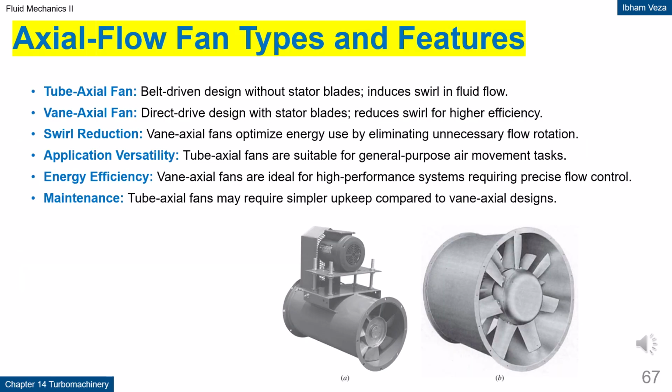Axial flow fan types and features. Tube axial fans are usually belt-driven and do not have stator blades, so they produce swirl. Vane axial fans use direct drive and stator blades to reduce swirl and improve efficiency. This difference affects energy consumption and the quality of the outlet flow. For high-performance applications, vane axial fans are preferred because the flow is better controlled. Meanwhile, tube axial fans are simpler and easier to maintain.